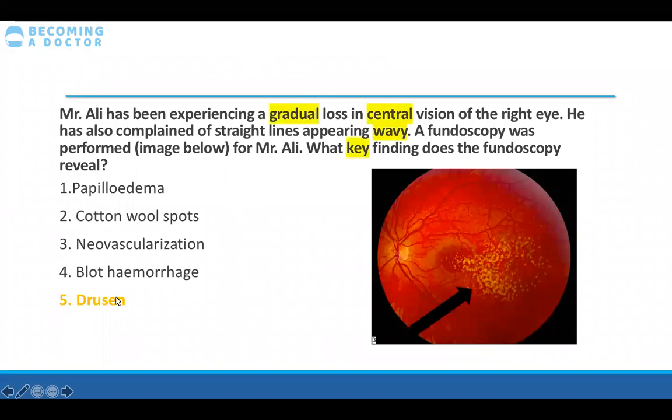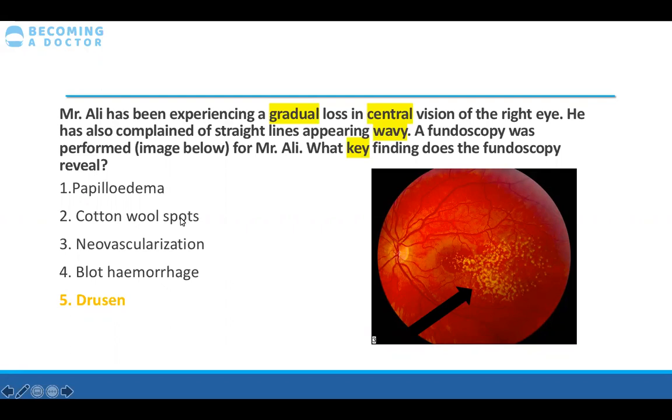So the diagnosis here is age-related macular degeneration, AMD. The fact that it's a gradual loss in central vision, and another characteristic finding is that the straight lines appear wavy. On fundoscopy, a key feature that you would see is drusen, and when you see that, it's safe to presume that the patient has macular degeneration.